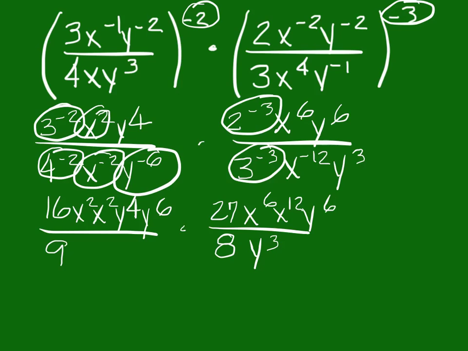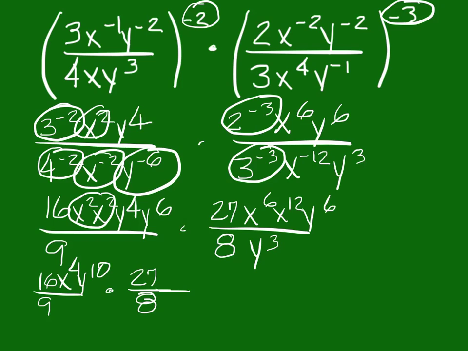They're both positive. Now simplify where you can. We'll leave the 16 and the 9 alone, but up here you have x to the 4th and then y to the 10th. And we'll leave the 27 and the 8 by itself for right now. And then you have x to the 18th, and then y to the 6th over y to the 3rd is a y to the 3rd on the top.